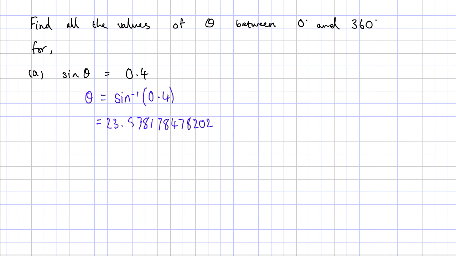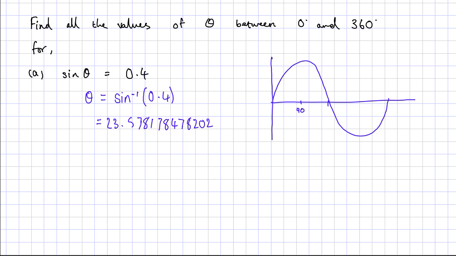Now if I draw the graph, I will notice that there are other values of theta that will also give 0.4. And this is the principal value. The principal value is the one that the calculator gives you. So I'm just going to draw a sketch of the sine graph. Now this is something you need to remember. You need to remember how these graphs look, and also where the 90 goes. So the 90 goes here, the 180 goes there, 270 there, and 360 there.